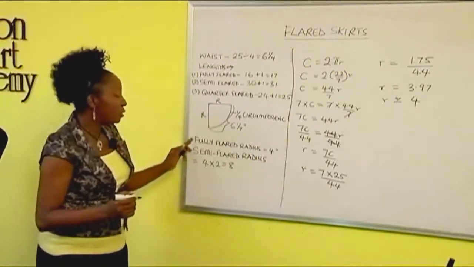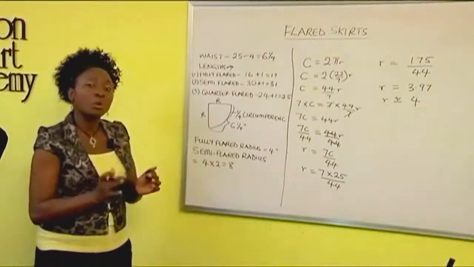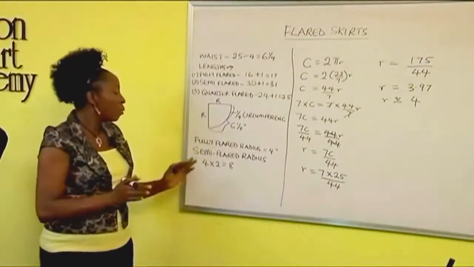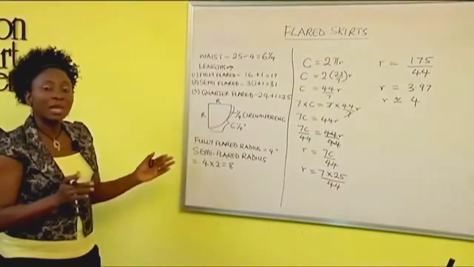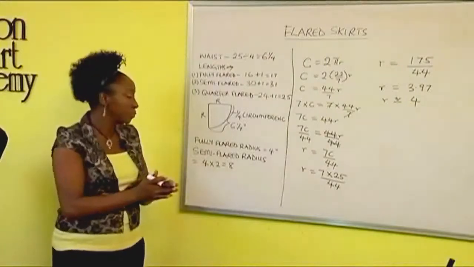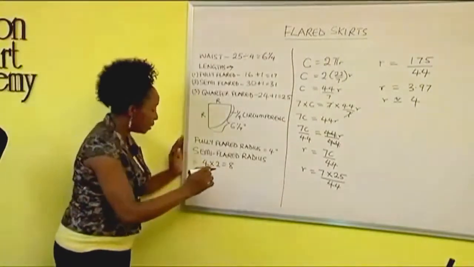Now, for my fully flared radius, I'm going to take my fabric and fold it into 4, lengthwise and widthwise. But for my semi-flared skirt, all I have to do is fold my fabric into 2, just widthwise, that's all. Now let's look at our quarter flared.